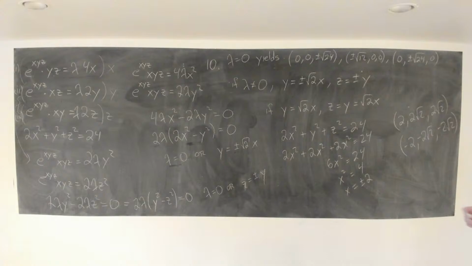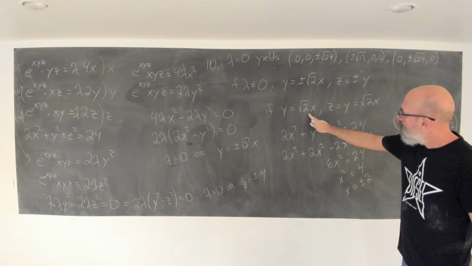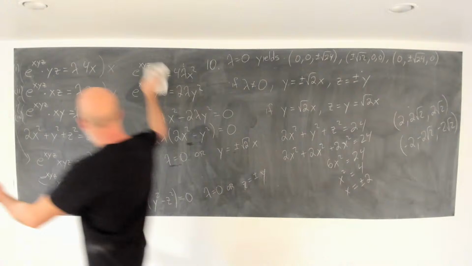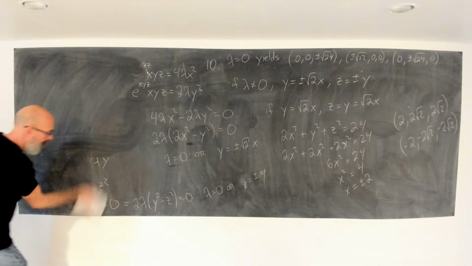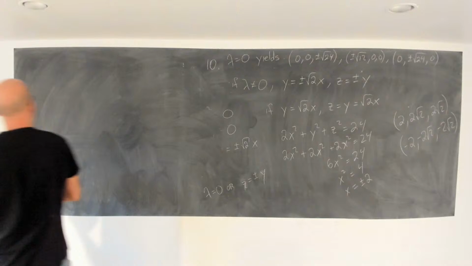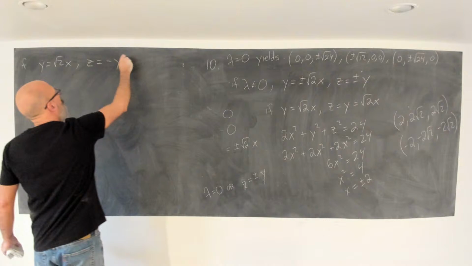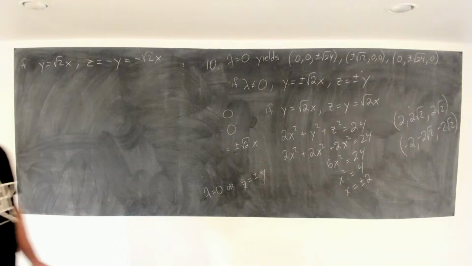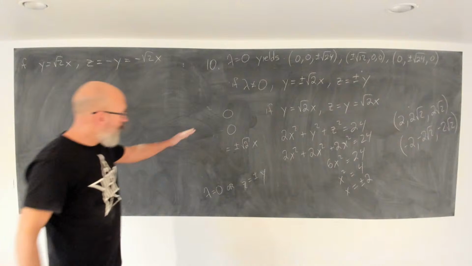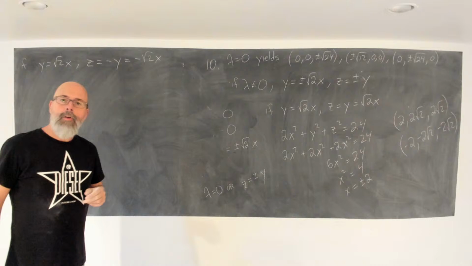But now, what if y is that and z is minus y? Right, we have to look at all possible options. If y is root 2x and z is negative y, so negative root 2x. We absolutely need both conditions to be true. I've rubbed it off now, but since lambda was not zero, both are needed.